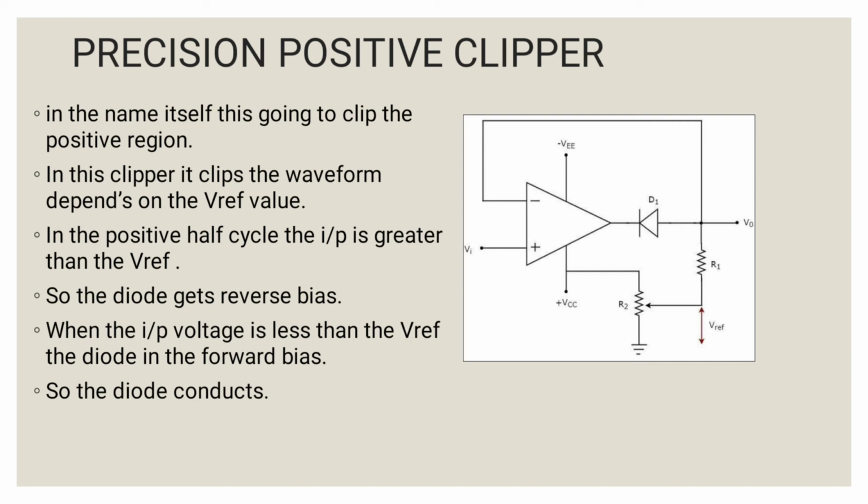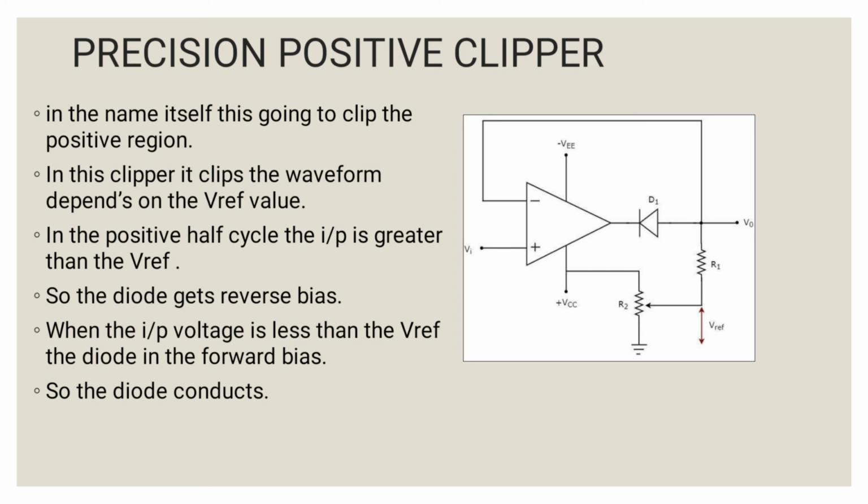While we apply a sine wave to this positive precision clipper circuit, in the positive half cycle, the input value is greater than the reference value. So the diode gets reverse biased, so it acts as an open circuit. So there is no waveform, but we can get the reference value, 0 or 1, in the waveform.